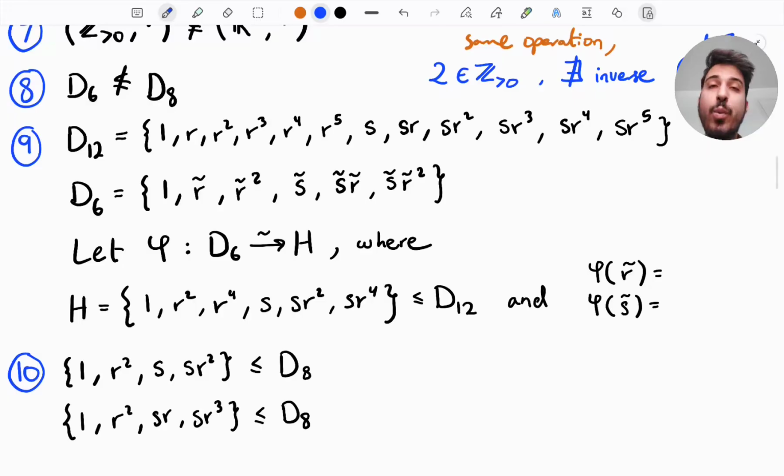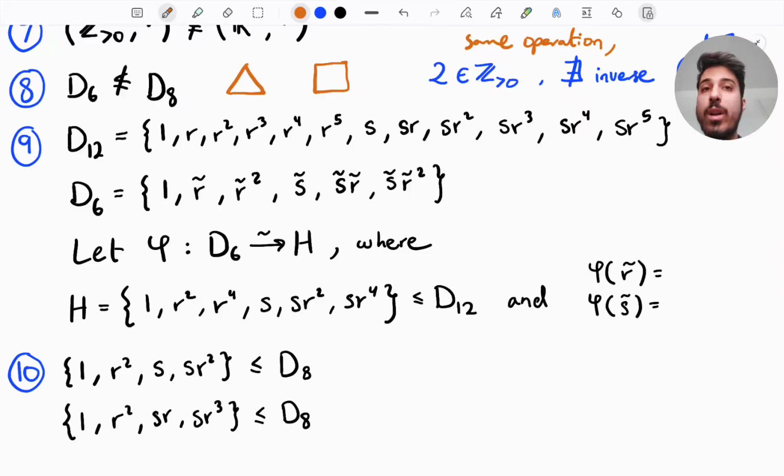For number 8, we have that the dihedral group D6, the dihedral group responsible for the symmetries of a triangle, a three-sided polygon, is not a subgroup of the dihedral group D8, responsible for the symmetries of a four-sided polygon, or a square. The reason is that D6 is not even a subset of D8, because there are elements in D6 that are not found in D8.